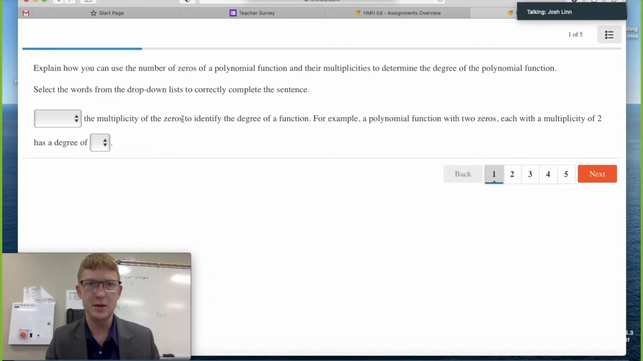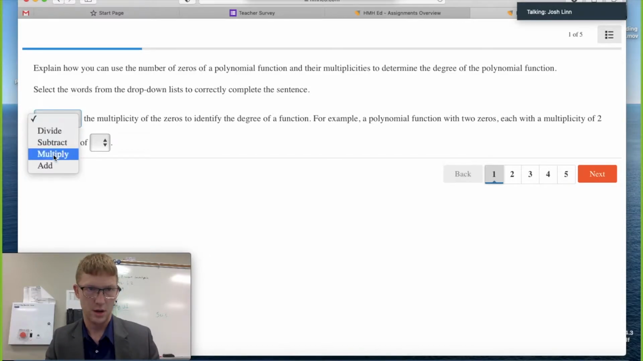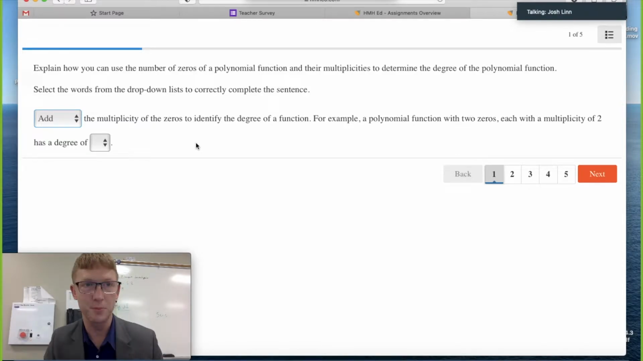So the multiplicity of zeros to identify the degree of a function, you are going to add the multiplicity of zeros. For example, a polynomial function with two zeros, each with a multiplicity of 2. So again, that's two zeros, each one has two multiplicities. So 2 plus 2 is 4. There you go. Easy enough, right?